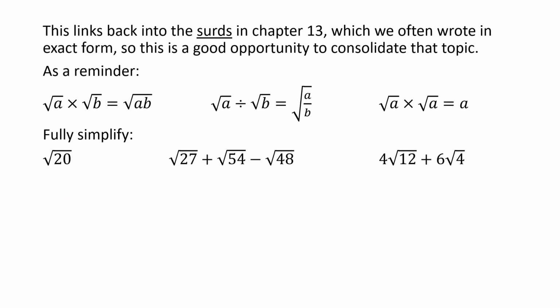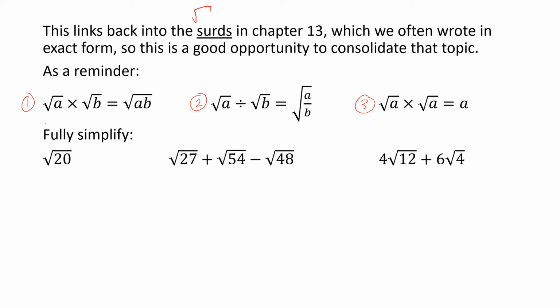Now, the most common use of this in GCSE is going to be things involving surds. So if we talk about surds, we're talking about square roots of things. Here's a reminder of the rules that we looked at last time we did surds in chapter 13. We've got a multiplication rule, a division rule, and just a general root times a root gives the number itself.